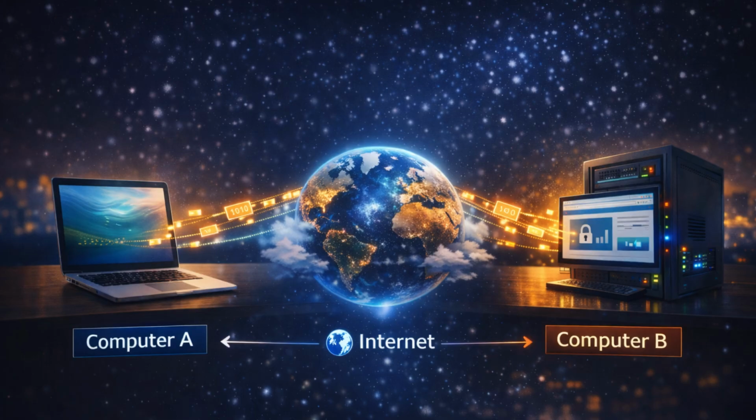Meet Computer A. It could be your laptop, and this is Computer B, a server sitting somewhere across the world. They don't know each other. They don't share cables. Yet, they communicate perfectly.